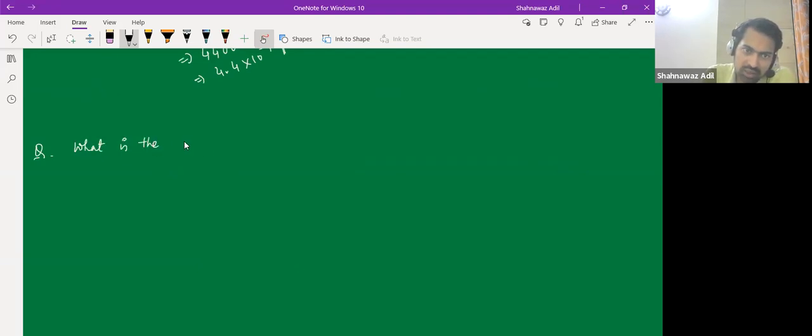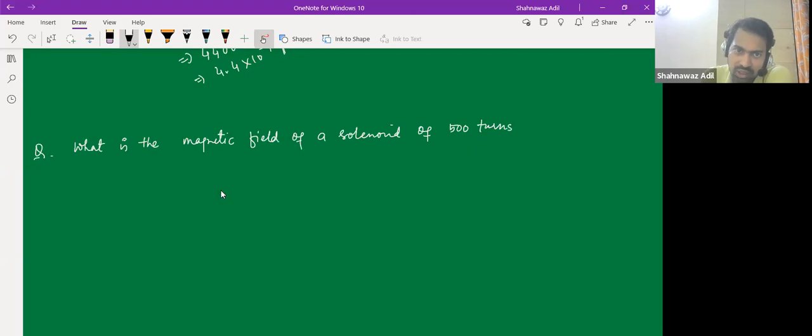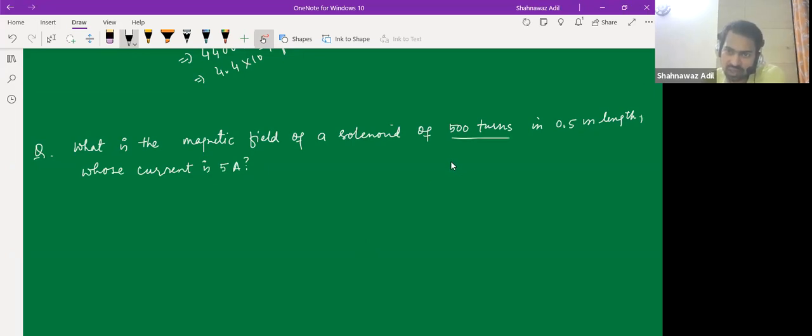And the other question would be: what is the magnetic field of a solenoid of 500 turns in 0.5 meter length, whose current is 5 amp? Okay, so now what is given? Is this N or is this n? Which one is this?